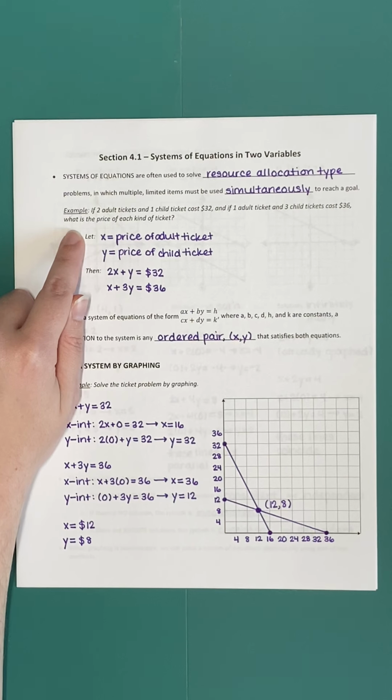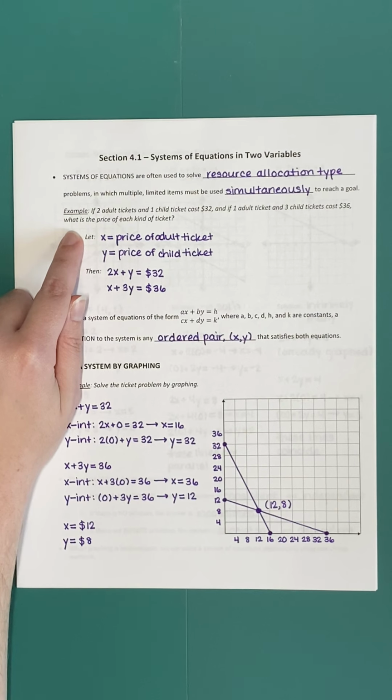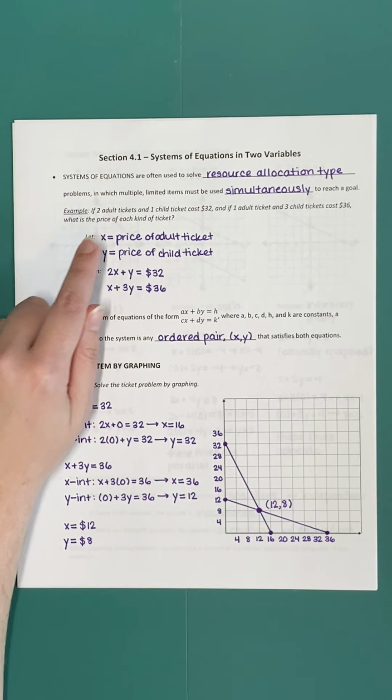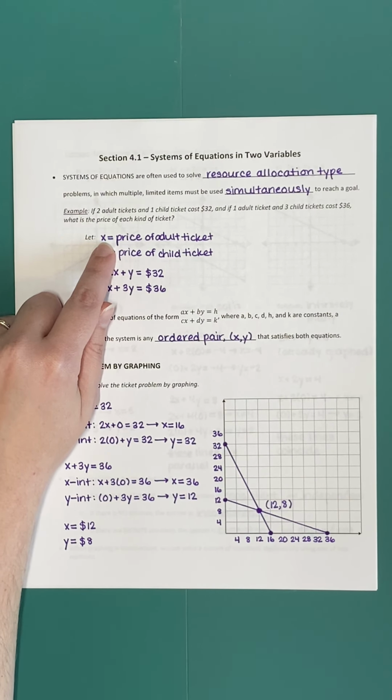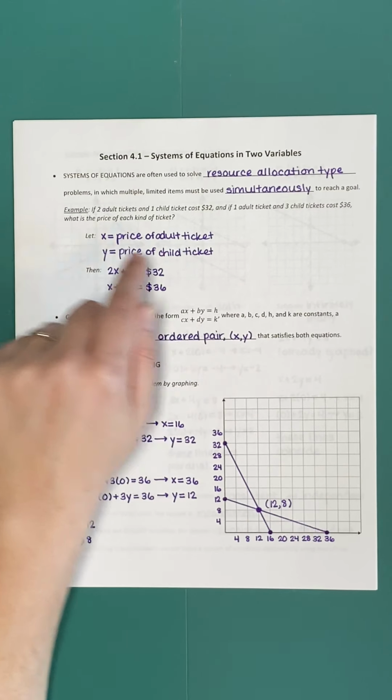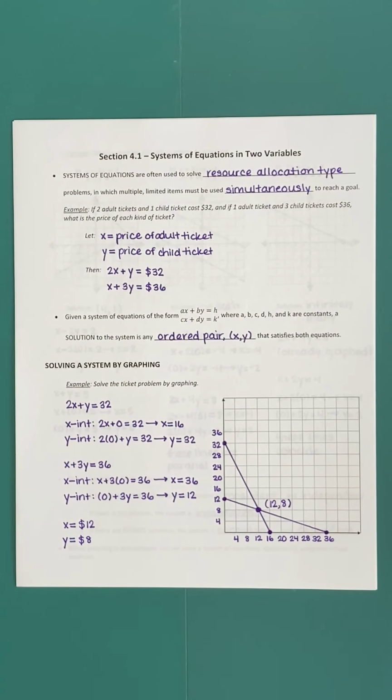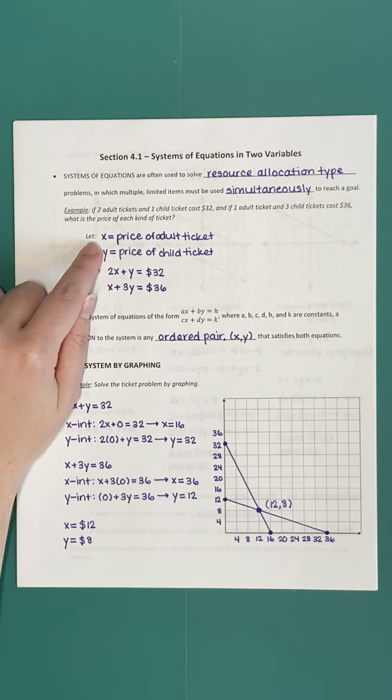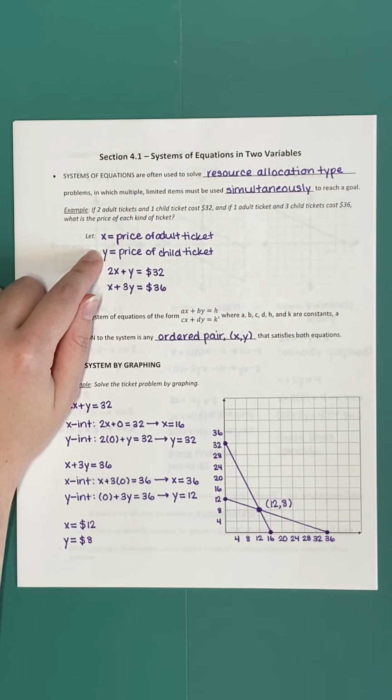Now the variables you assign can ultimately be arbitrary, but because we're going to focus on things that can be graphed, ideally we want to pick X and Y, and then eventually when we add a third variable, we're going to add the variable Z, which relates to a third dimension. So the first variable we assign is X. X is going to represent the price of an adult ticket. And the other value we're solving for is the price of a child's ticket, and we're going to let that be the variable Y. So these are the two unknowns we want to solve for.